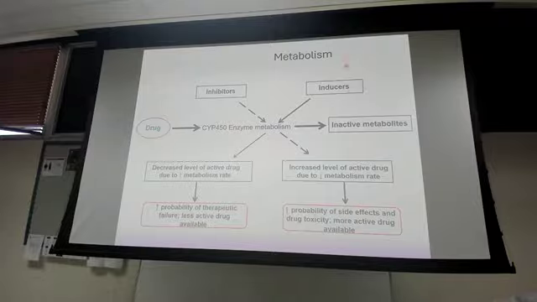If I have an inducer, this was my candy, so I have my drug going through, I have an inducer. Boom. Now, I have more of my drug being metabolized to an inactive metabolite. It's like a quicker turnover. Now more of that drug is going through this sip.